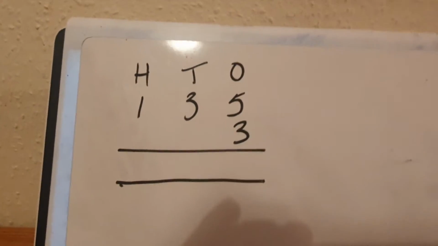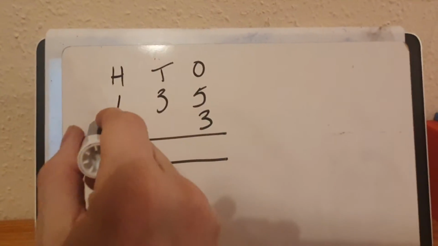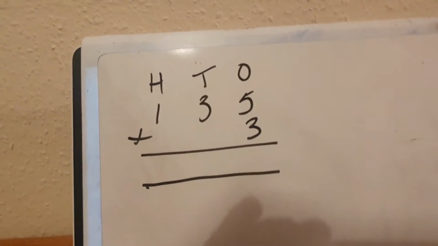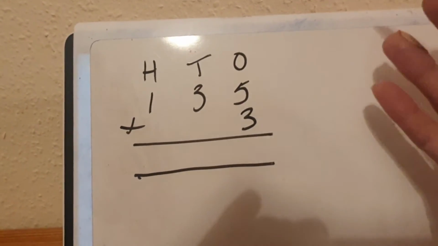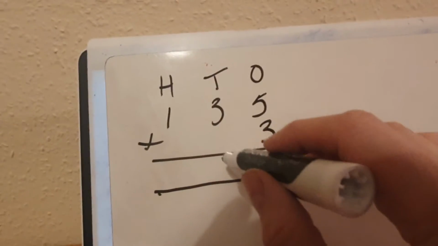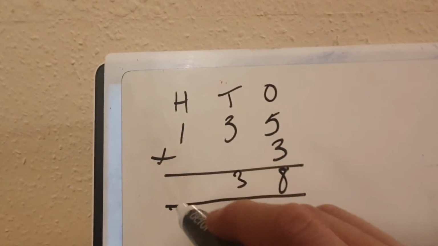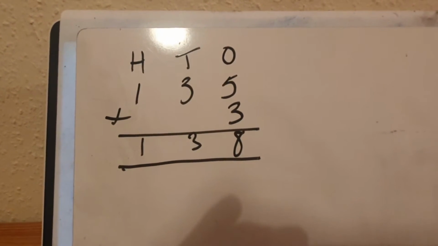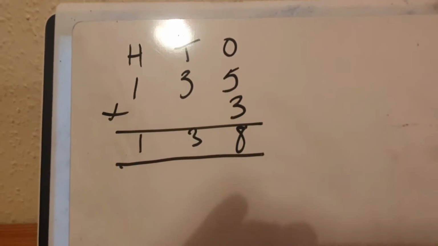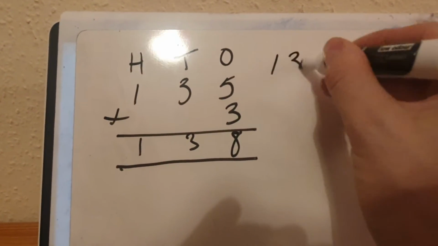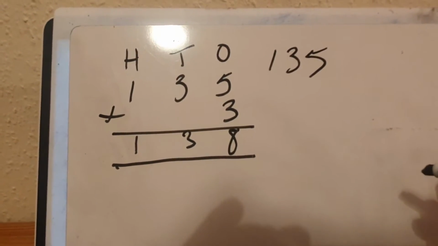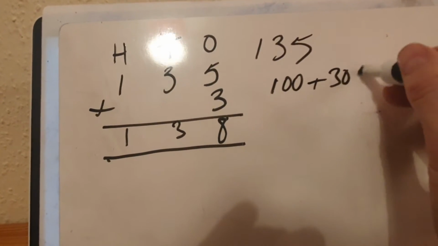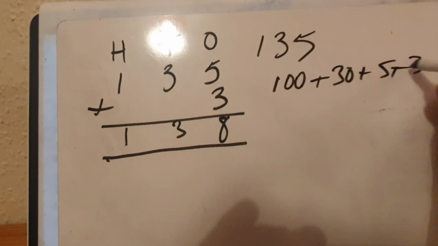And if I was just writing that out in the column method, so 135, they're my ones, they're my tens, and they're my hundreds. So 5 and 3 is 8. And 3 add nothing is 3, and 1 add nothing is 1. So you can see just by writing it in the column method, it's quite easy as well. Again, if I wanted to partition that, I could just write it as maybe 100, add 30, add 5, add 3.